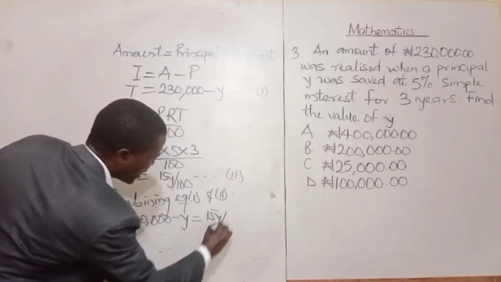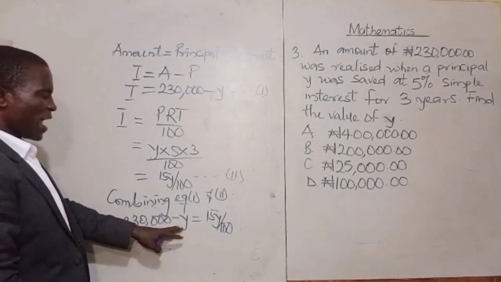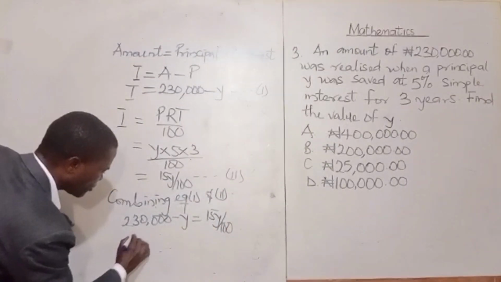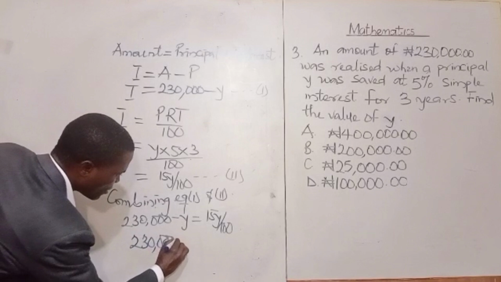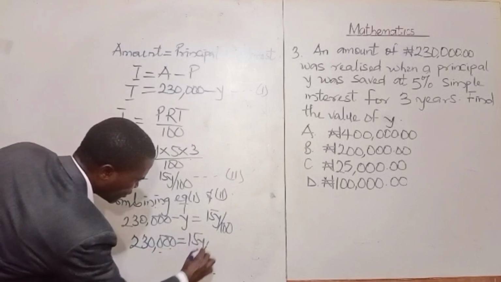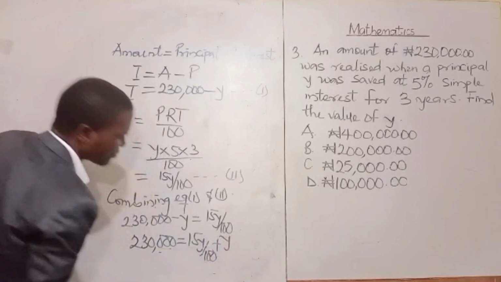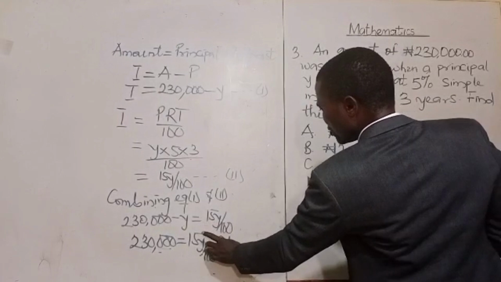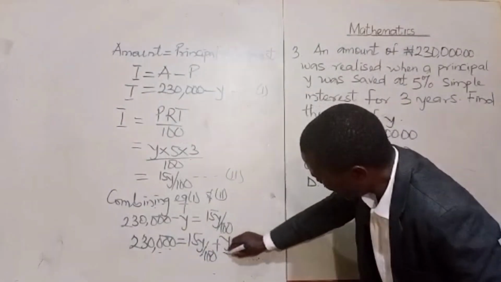15y all over 100. I can now collect like terms from here. Transfer this minus y to the other side. It becomes 230,000 is equal to 15y all over 100 plus y. So if we go on here, 15y over 100 plus y, this is over 1.